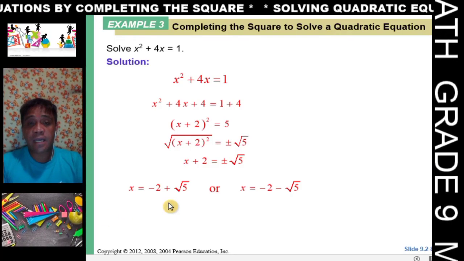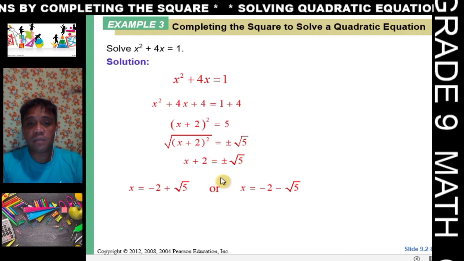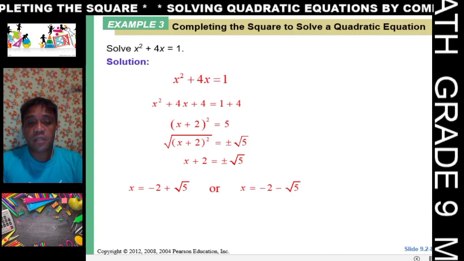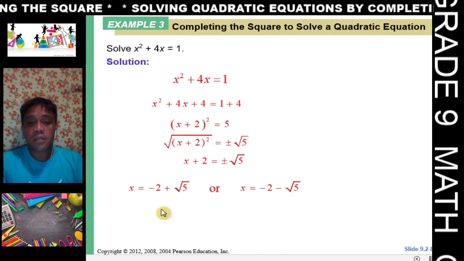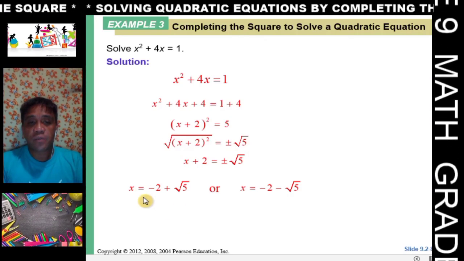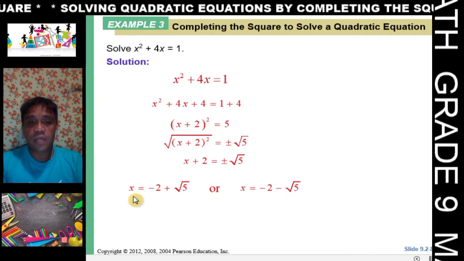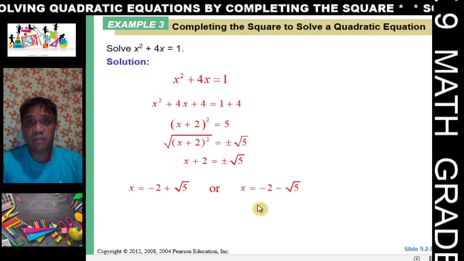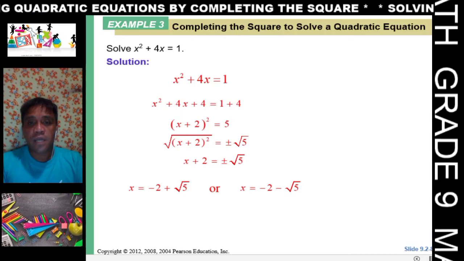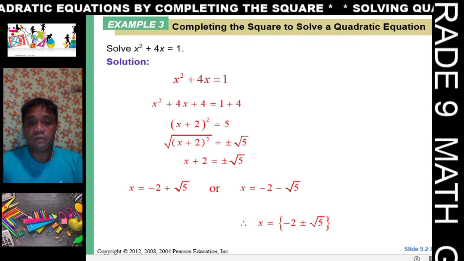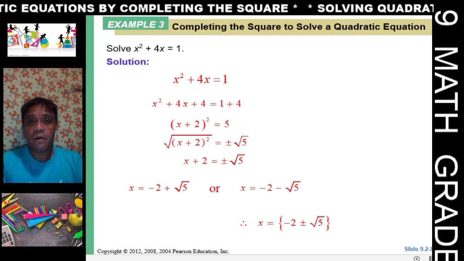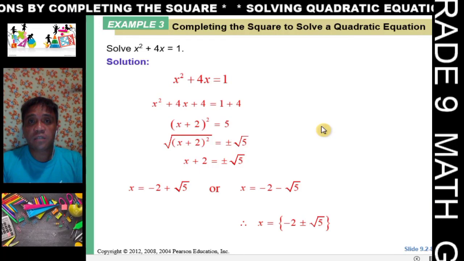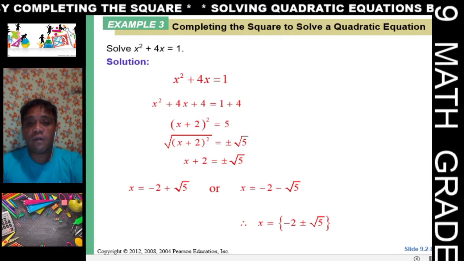Based on the answer that we have, the plus minus is already separated. So the first x is equal to negative 2 plus the square root of 5. On the other hand, we have x is equal to negative 2 minus square root of 5. So therefore, the value of x is equal to the set negative 2 plus minus square root of 5.